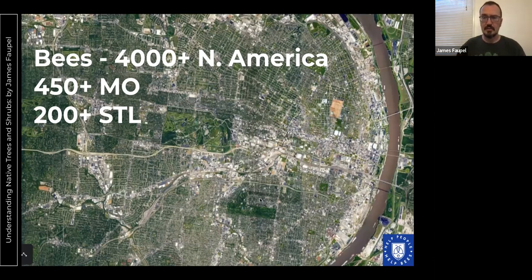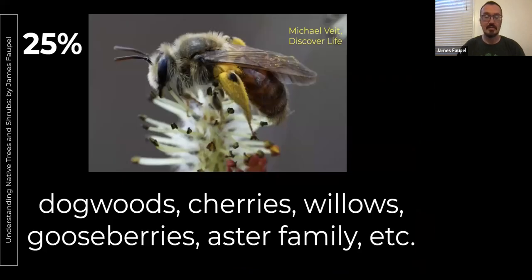And that's a shot of downtown St. Louis. You guys may recognize Forest Park, this big green space here, and these green spaces down here, the Missouri Botanical Garden and Tower Grove Park. But you can see how urbanized downtown St. Louis is here in the shot. And just amazing that we can have over 200 bee species within that area.